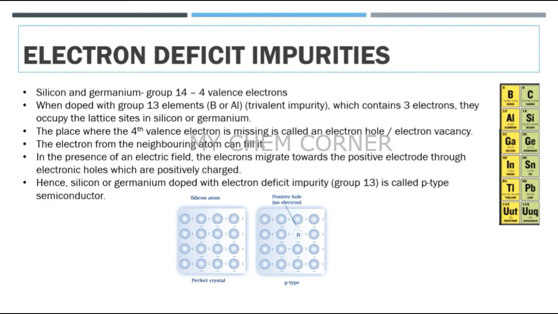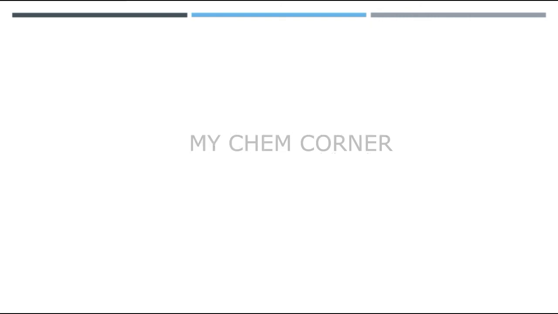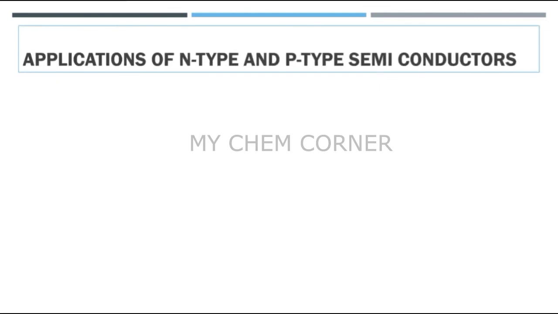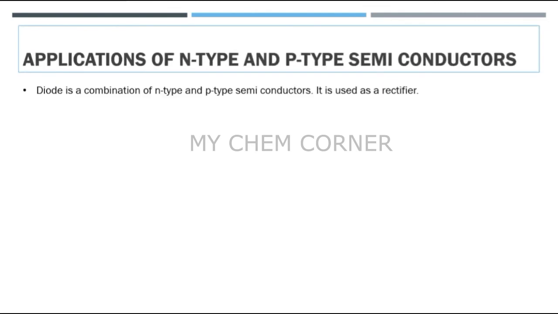Therefore, when you have silicon doped with an electron deficit impurity, we call it a p-type semiconductor or a positive type semiconductor. In electron rich, you're going to add group 14 with group 15. In electron deficit, it's going to be group 14 with group 13. So those are the 2 types of semiconductor that are responsible for conduction of electricity only in the presence of doping. So now that we know what happens in a semiconductor, let's see what the possible applications are.